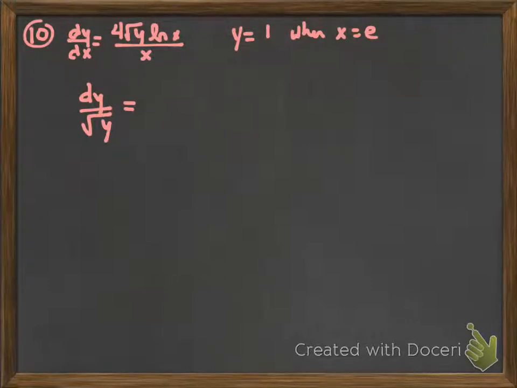Maybe I shouldn't, but I'm going to do you one more favor. When I write what's left, I'm going to write 4 times the natural log of x times 1 over x dx. Do you see what I'm saying? By spreading that out and looking at it, suddenly it's not so bad, is it?